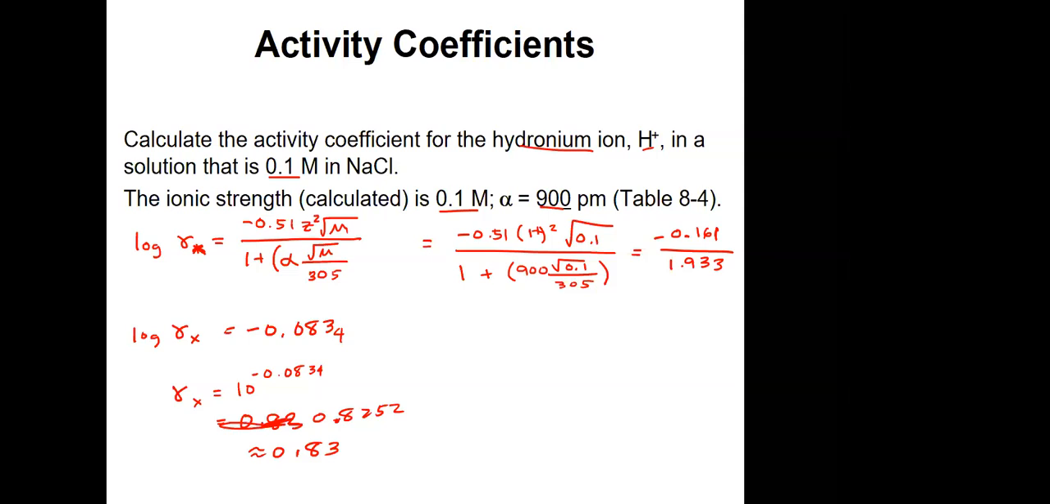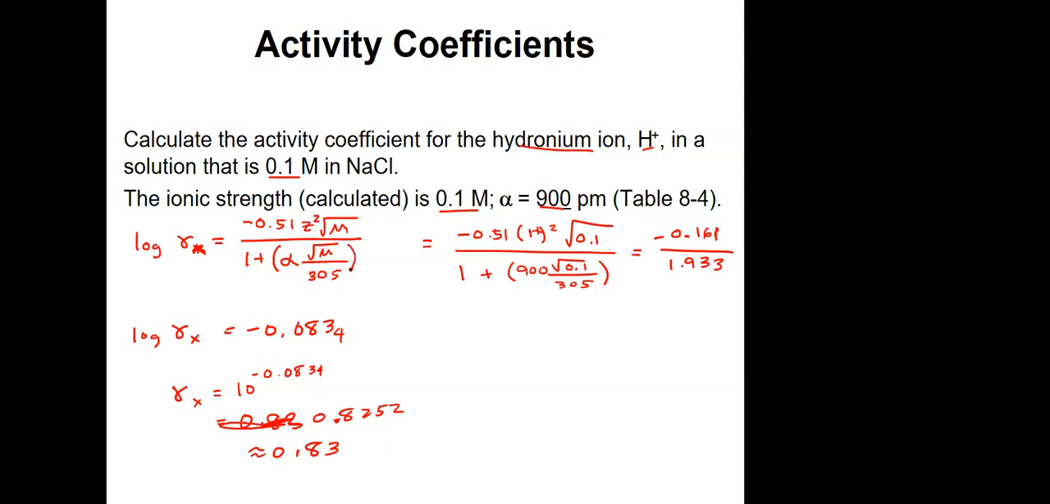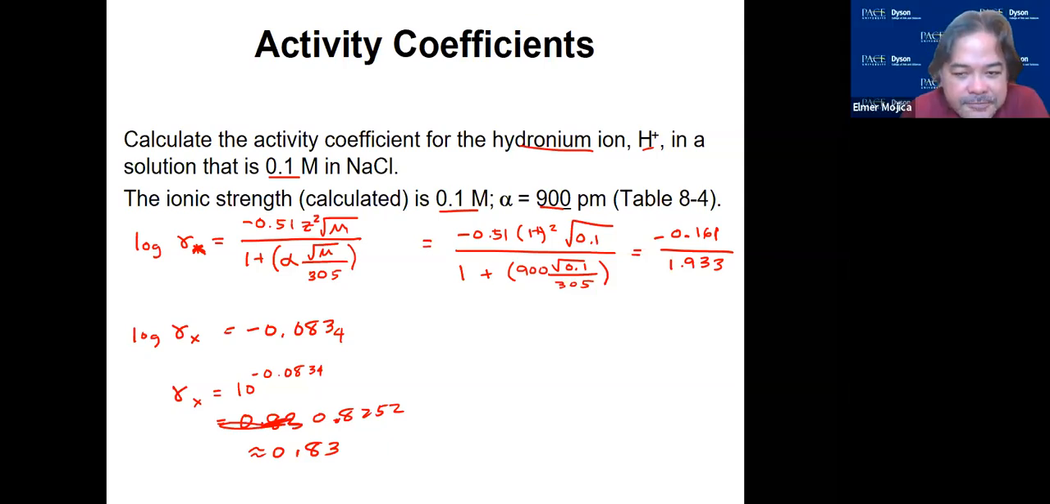I have a question, Professor. I noticed in the 8.1 table, it specifically mentioned that those activity coefficients are specific to a temperature of 25 degrees Celsius. Do those activity coefficients change much when that temperature changes? It's most likely changed.